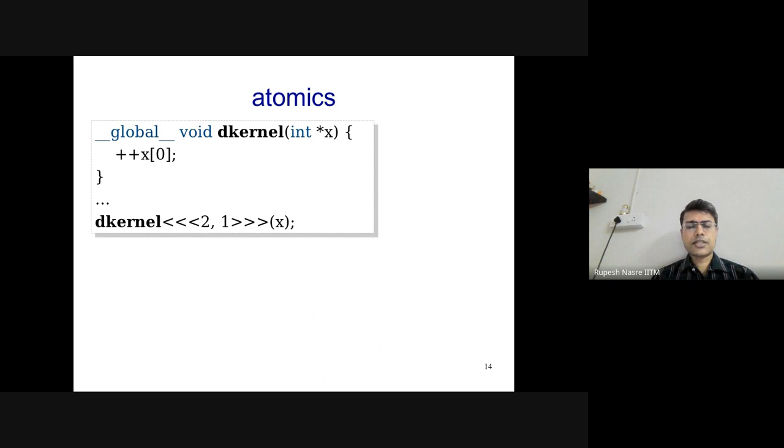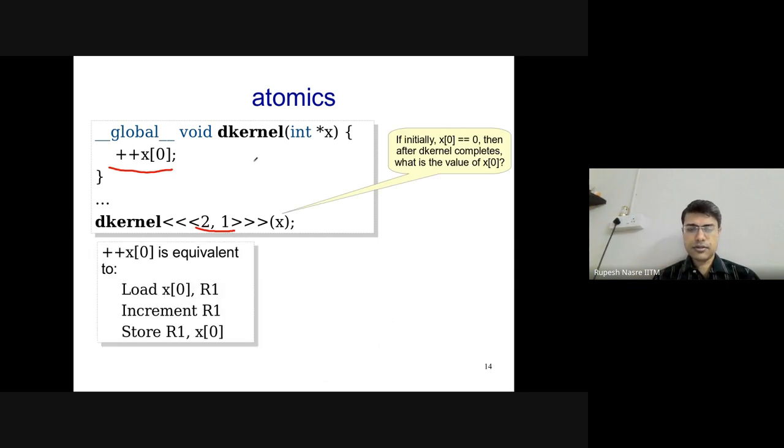So let's understand it with the example that we have been talking about, that there is a kernel which is called with a single thread in a thread block, but there are two thread blocks. X is allocated with cudaMalloc, etc., and I call this, and what does this do? It just increments that variable. The expectation is that its value should be 2, but as we have discussed, its value need not be 2. And the reason that happens is that ++x[0] is not a single instruction.